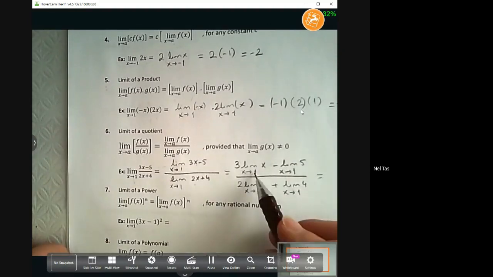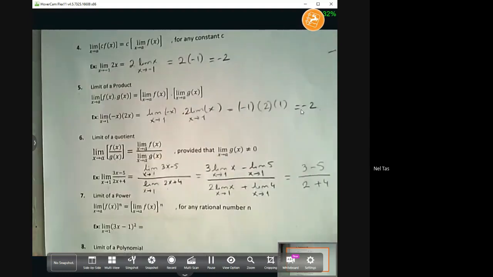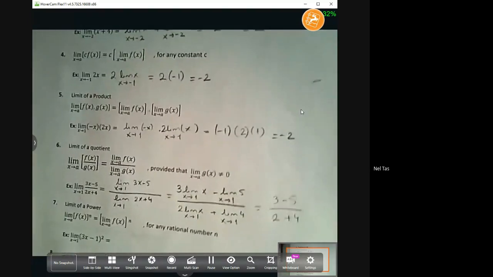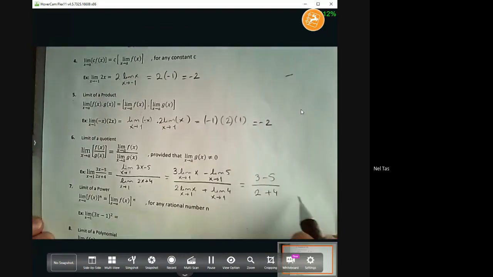Okay, so that will give you, sub 1, 3 times 1, 3. That is 3 minus 5 over, sub 1, 2 plus 4. So negative 2 over 6 gives you negative 1 over 3.